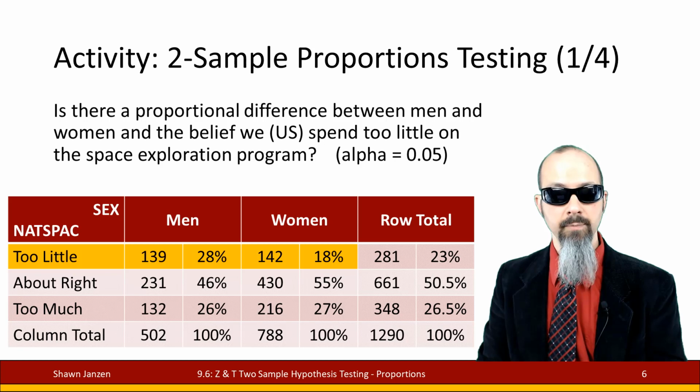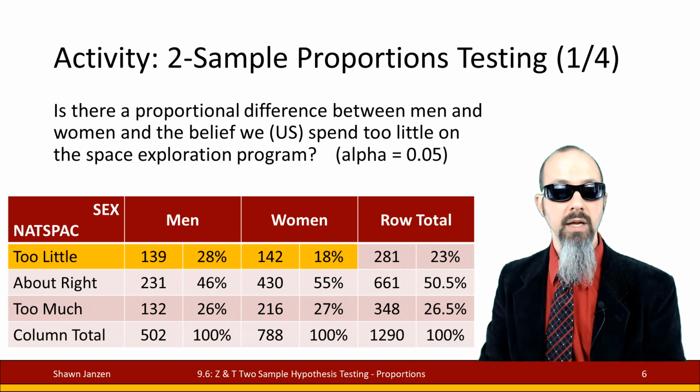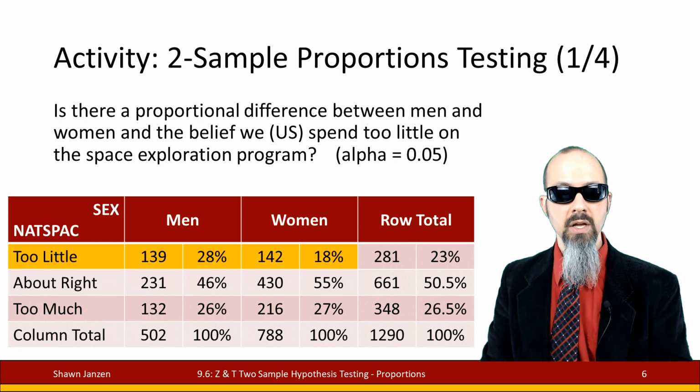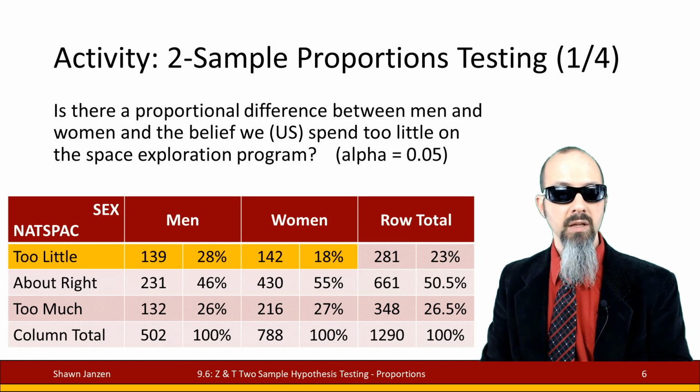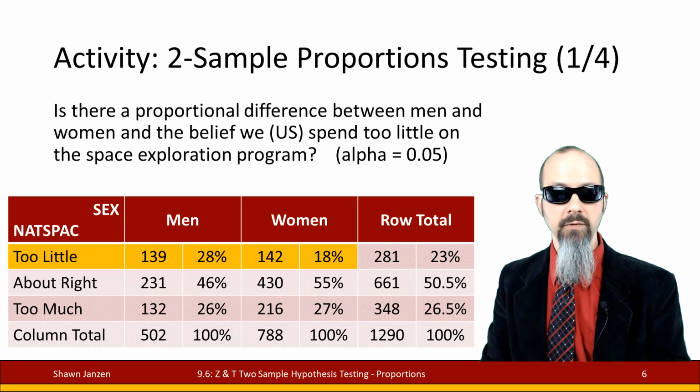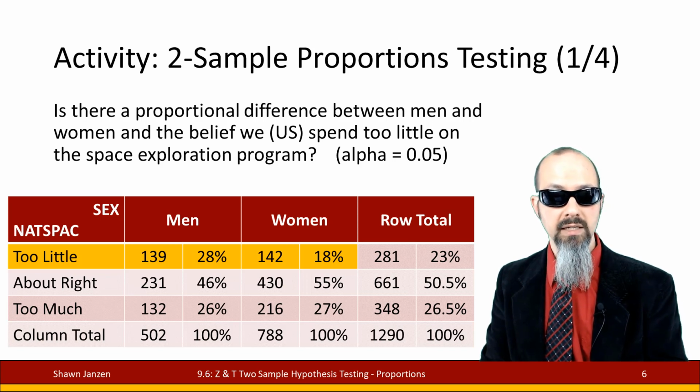And what we can see is that there are about 139 men, and 28% of all men believe that we spend too little. And of the women that say we spend too little, there's 142, and that's 18%. Note the frequencies are relatively similar to each other overall, but the percentages are about 10% off. So don't let the frequencies fool you. The frequencies are relative to the sum of men and the sum of women that help us generate those percentages, which is why we look at the percentages in the first place. So is there a difference between the 28% men and the 18% women?